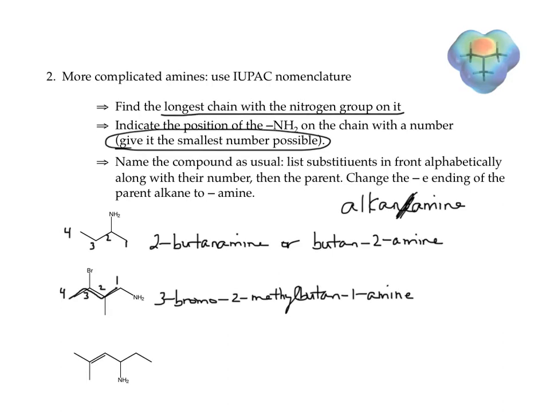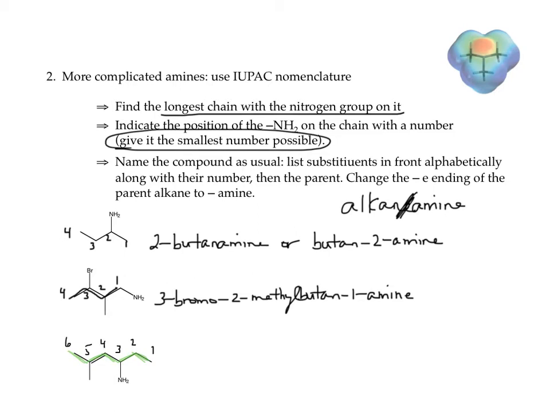Okay, so for this next one, let's go ahead and we will find the longest chain with the amine attached to it. This time we're going to be including that double bond in there as part of that parent chain. So there it's outlined in green. There's our longest chain. The amine has priority over the double bond, so I'm going to number it such that the amine has the smallest number. So I'll be heading in from the right, which will give it number 3. The other way would have given it a 4.